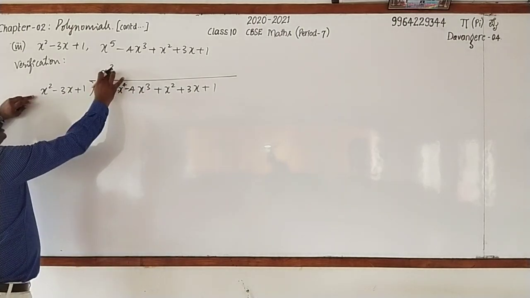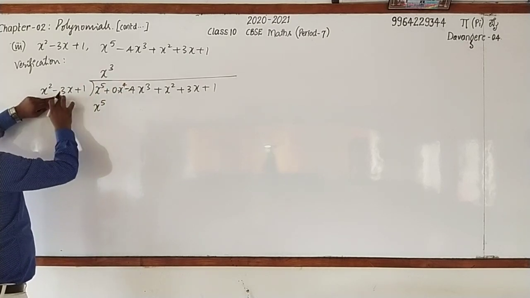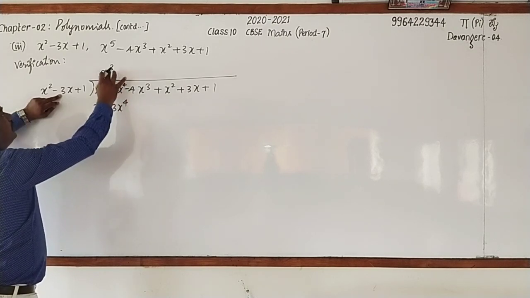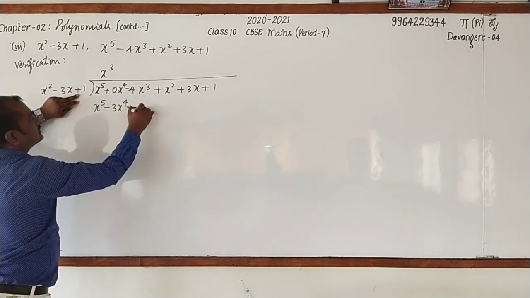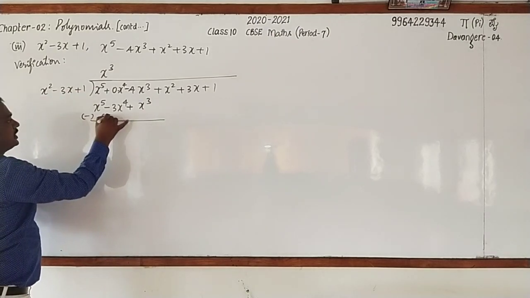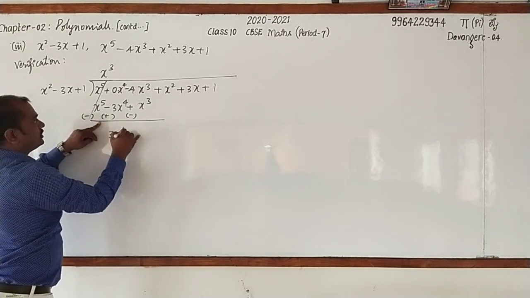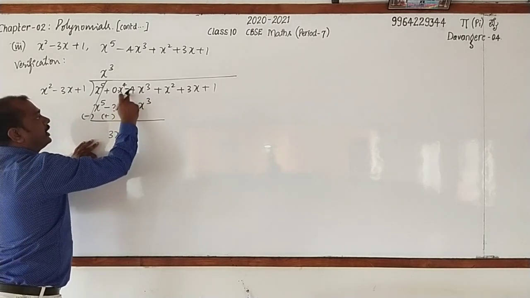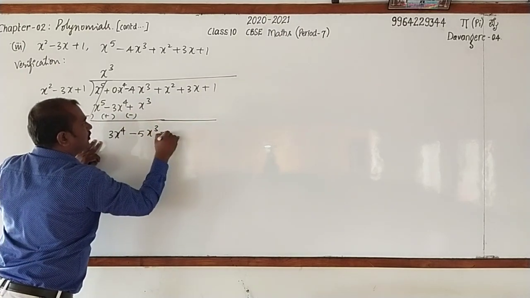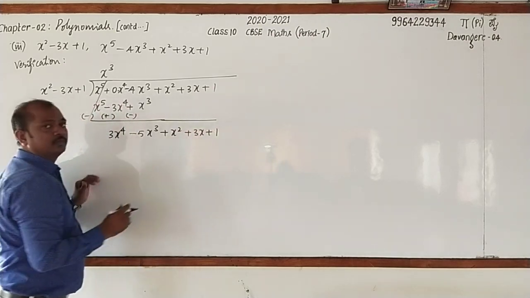Okay. Now multiply x cube into x square, x raised to the power 5. x cube into minus 3x, minus 3x raised to the power 4. x cube into 1, it is x cube only. Change the sign. Minus, plus, minus. Get cancelled. It is 3x raised to the power 4. Now you have to minus 4x cube minus 1x cube, minus 5x cube. Carry down x square, 3x plus 1.